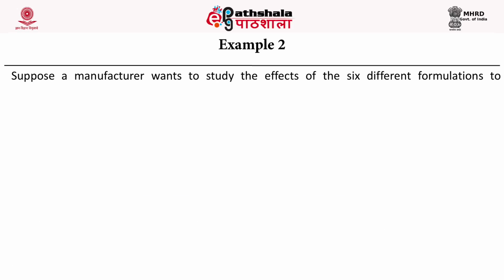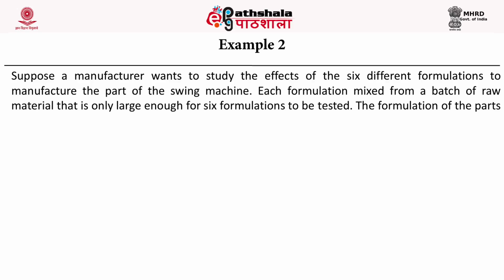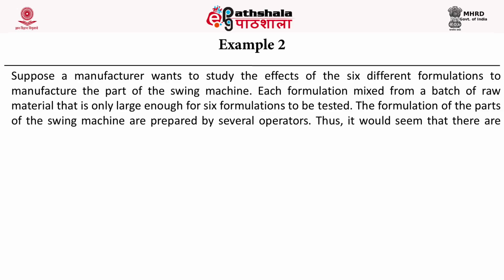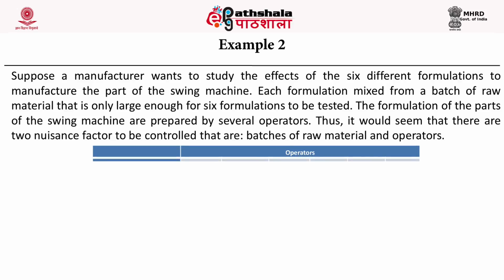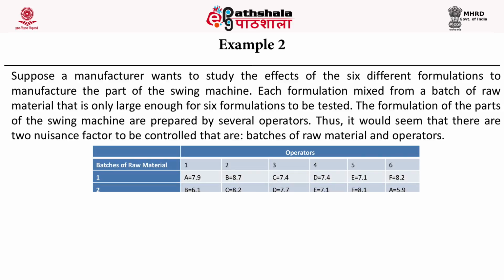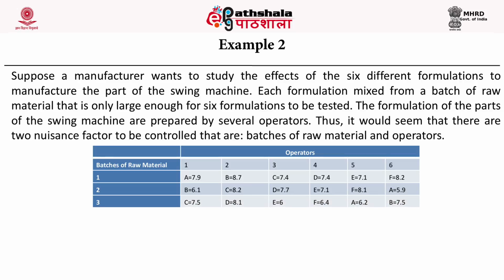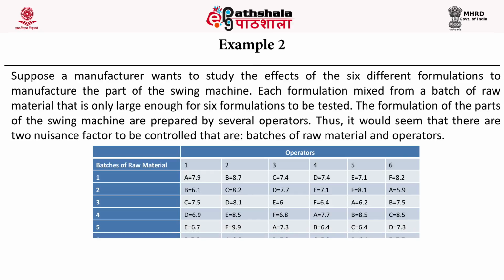In the second example, a manufacturer wants to study the effect of 6 different formulations to manufacture a part of a sewing machine. Each formulation is mixed from a batch of raw material that is only large enough for 6 formulations to be tested. The formulations are prepared by several operators. Thus, there are 2 nuisance factors to be controlled: batch of raw material and operators. In the first column we have the batches of raw material and in the next columns the operators, with 6 rows representing the batches of raw material and 6 operators.